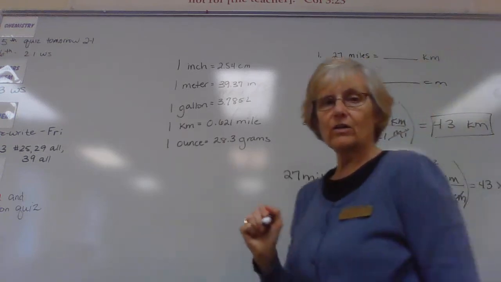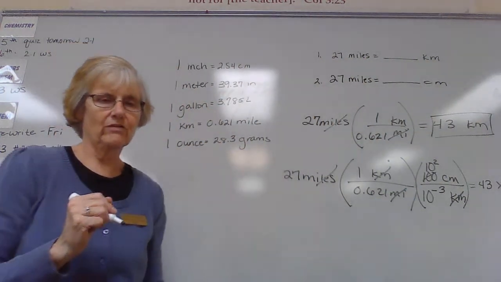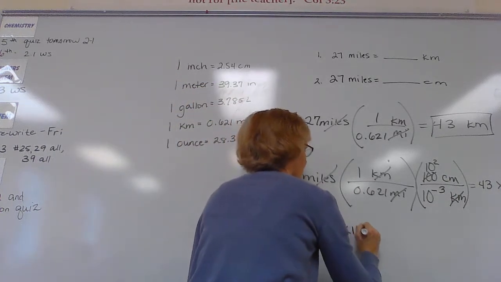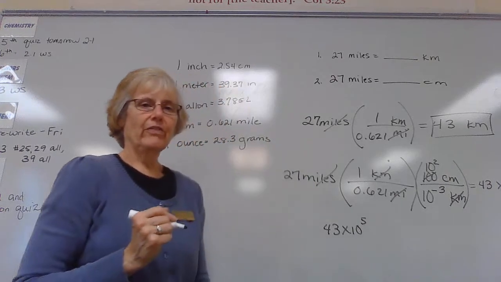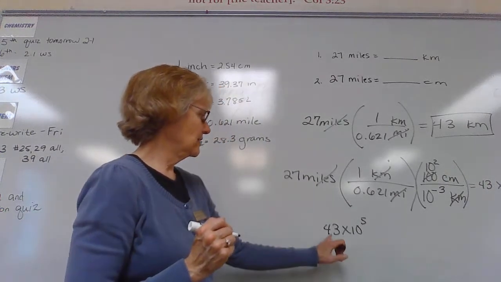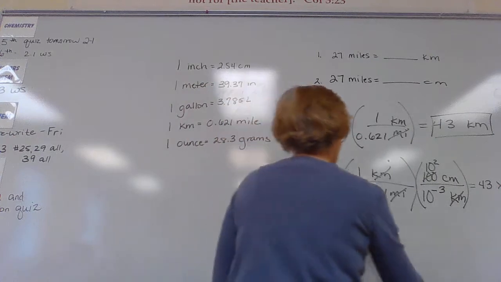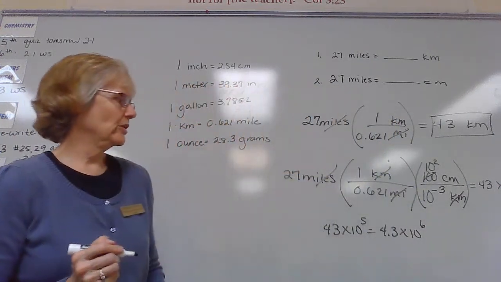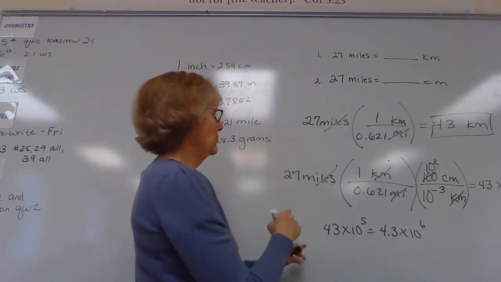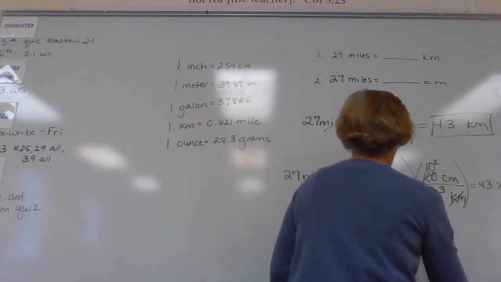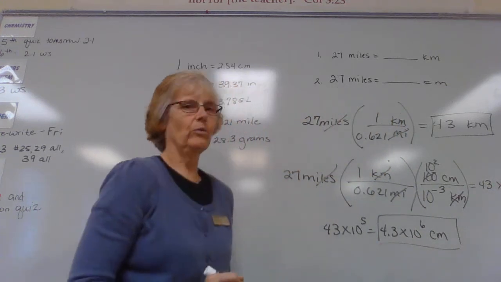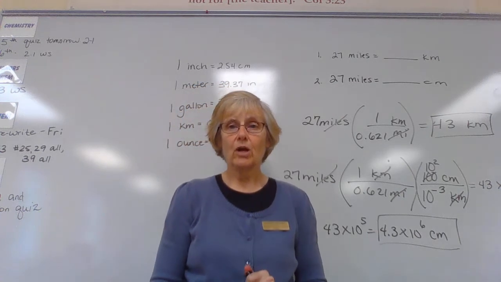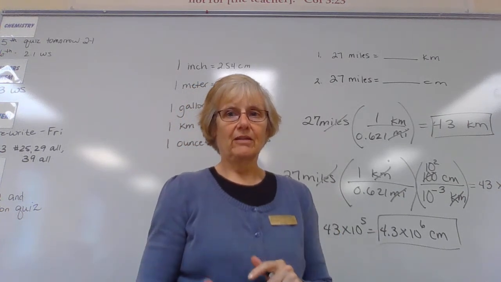That is not correct scientific notation, and I think I've just gone off the screen, so let me write that down here. 43 times 10 to the 5th. And if we want to put that in correct scientific notation, I need a decimal point here. So that becomes 4.3 times 10 to the 6th, and my answer here is in centimeters. And that's a really big number, but we expected a really big number. So that's your method for solving one-step and two-step problems going between the metric system and the English system.